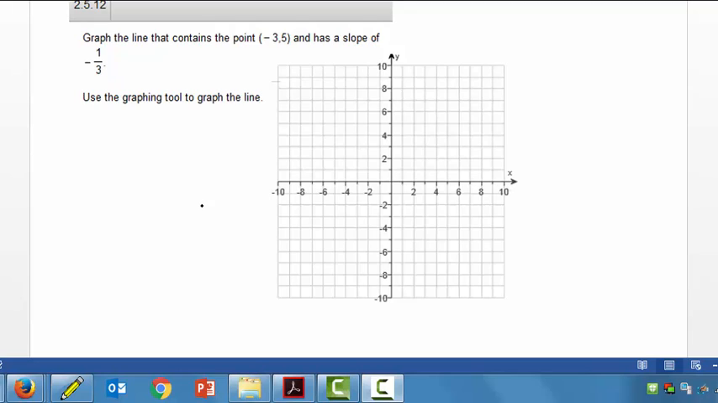All right, now we want to graph the line that contains the point (-3, 5) and has a slope of -1/3. So we want to plot the point first, and then the slope will help us to plot a second point, which will then allow us to graph the line. So I go from the origin 3 units left and 5 units up, and I plot my point.